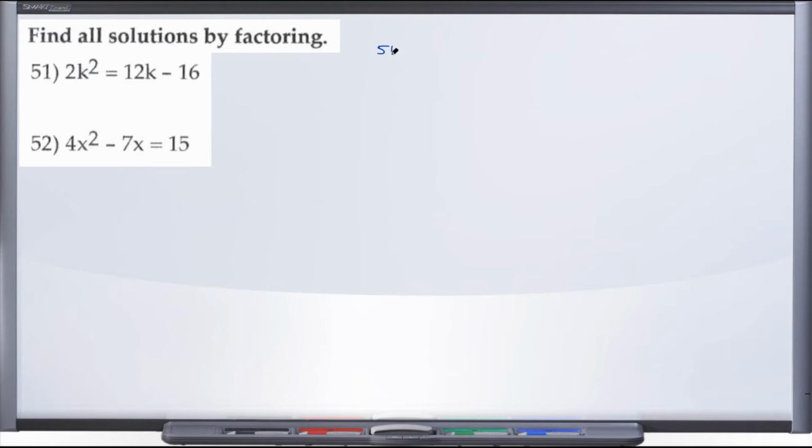All right, so 51, we are still finding all solutions by factoring. And we've been given 2k squared equals 12k minus 16. First things first, you'll recall from the previous video or two that we want to make sure that all of our terms are on one side and that our equation is set equal to 0. So let's go ahead and move these two terms from the right to the left and set this equation equal to 0 before we start.